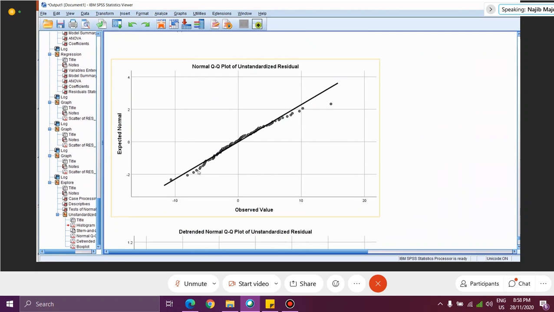So you can look at other plots as well, for example, the QQ plot, right? So there's not much deviation from the hypothetical normal line, indicating the model fulfills the assumption of normality.